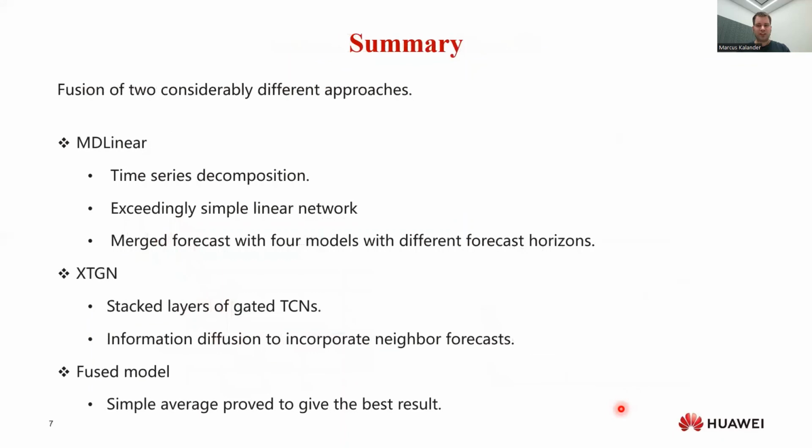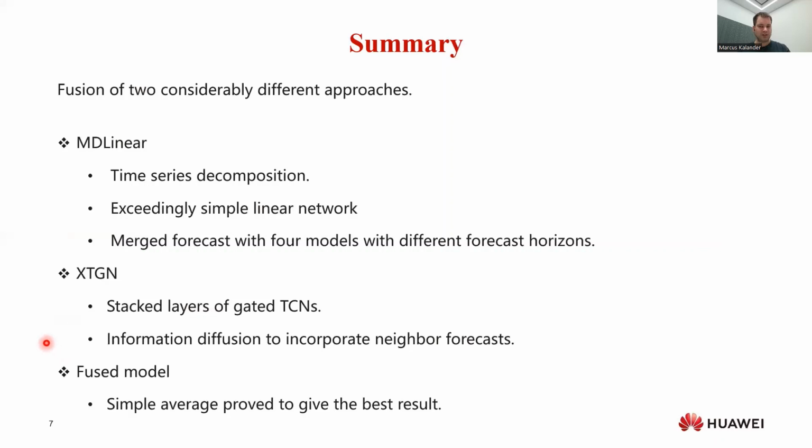So to summarize everything, our approach is based on a fusion of two considerably different approaches. The first one is MD linear, which applies time series decomposition and transforms the features using an exceedingly simple linear network. Here we also adopt a merge forecast strategy where four different models are trained with different forecast horizons and then merged together. The other model is the XTGN, which stacks multiple layers of gated TCNs and then uses skip connections to merge the outputs from each layer together to obtain the final output.